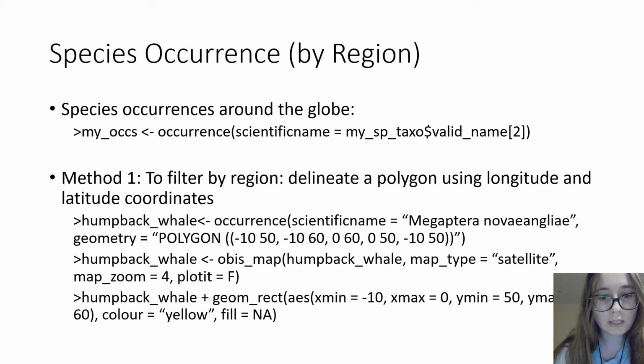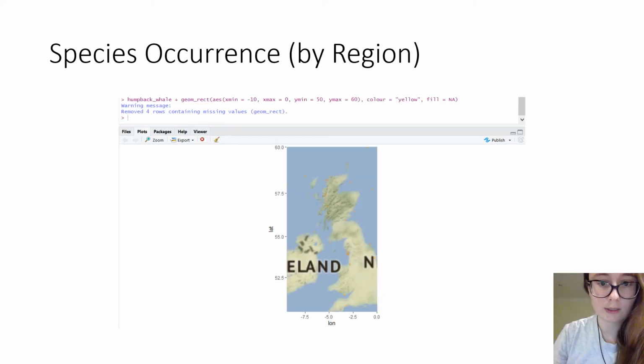The first of which gets the occurrences using the scientific name for humpback whales, which is Megaptera novaeangliae, and then defines the geometry of the polygon. And then we're mapping this, and we're calling that OBIS map that I explained earlier. So what we should get would look like this, in which each occurrence of the humpback whale is represented by a yellow circle on our map, and then obviously this map can be customized to make it more clear.